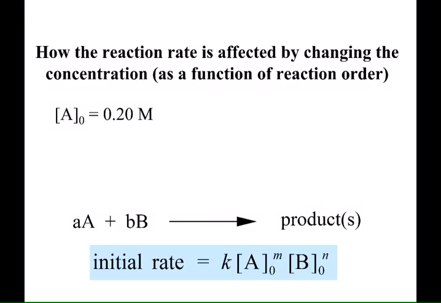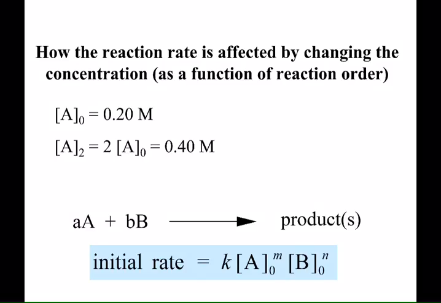Based upon that, we know that the generic rate law expression is this, the one on the board there. So we're going to change it up. In the first case, we're going to put a real number in there. We're going to say that the initial molar concentration of A is 0.20 molar. And then we are going to double it.